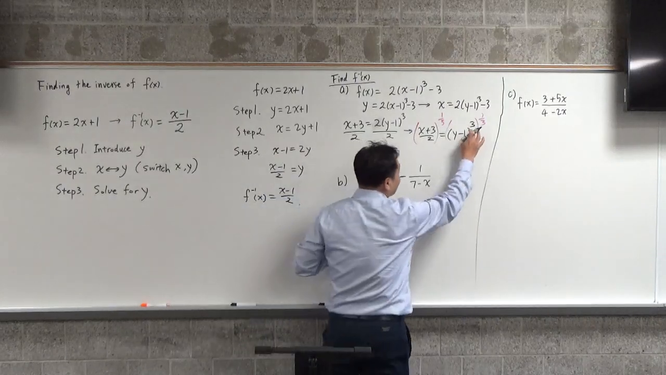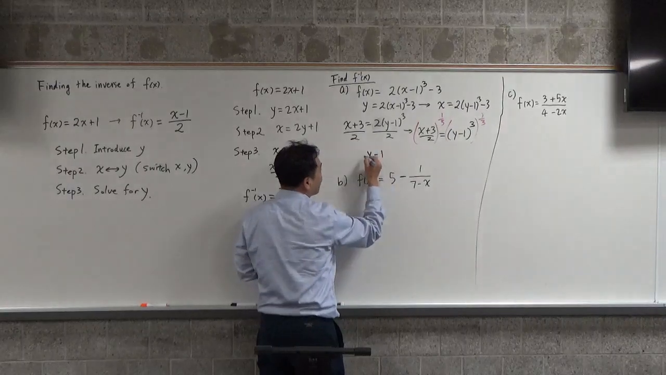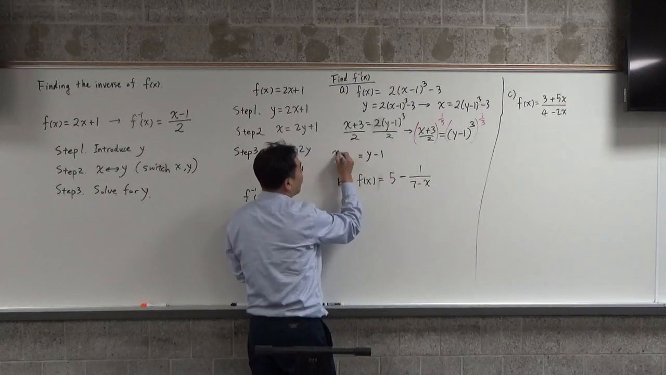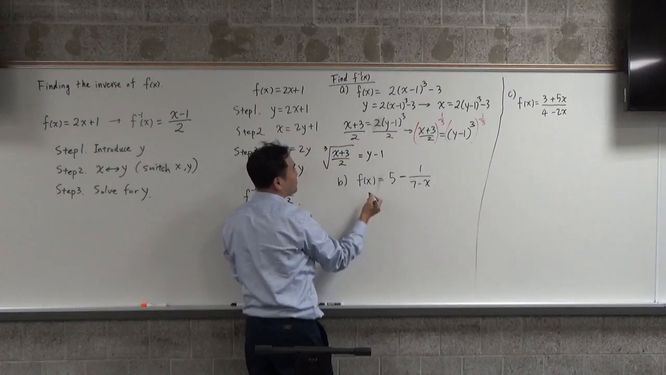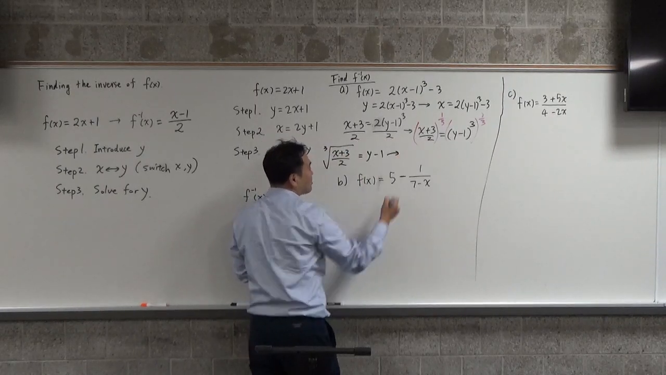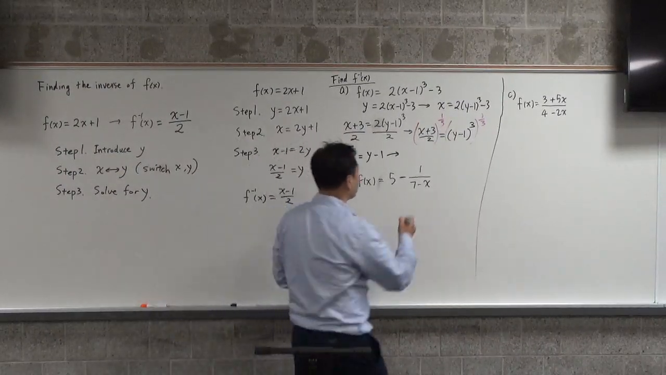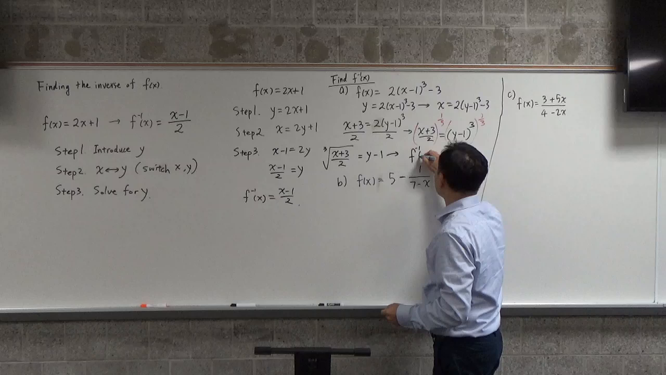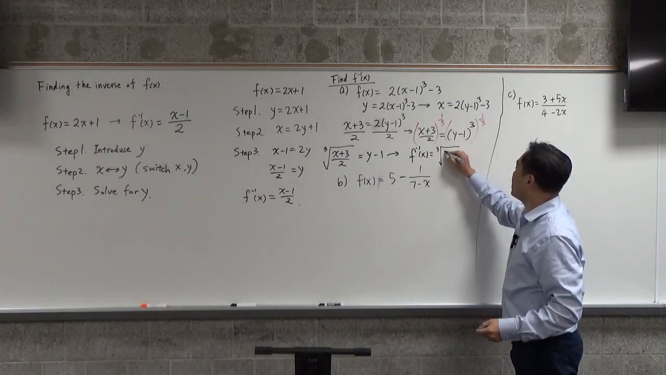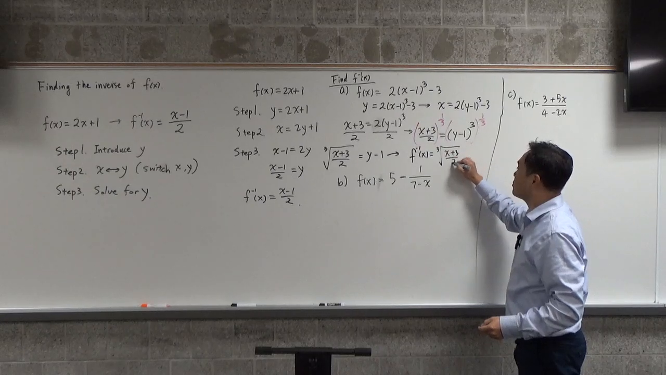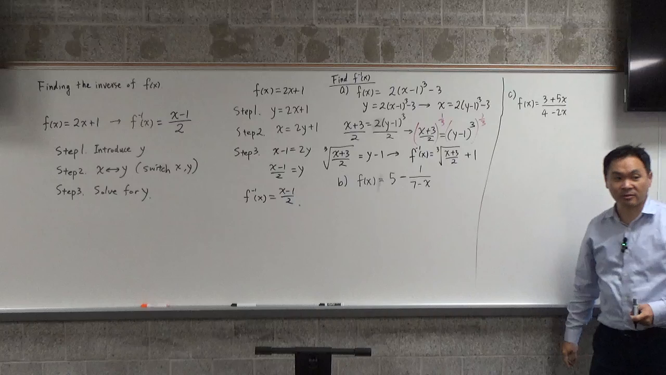So on the right side, that cancels away the cube, and you just have y minus 1 equals the cube root of (x plus 3) over 2. Then what's the final step? You add 1, and that's your inverse function. So f inverse of x is the cube root of (x plus 3) over 2, plus 1. Make sure this plus 1 is on the outside.